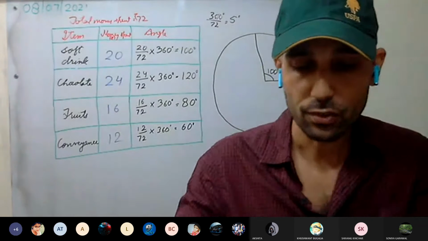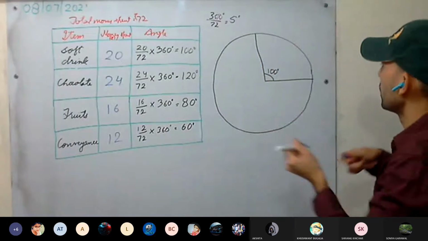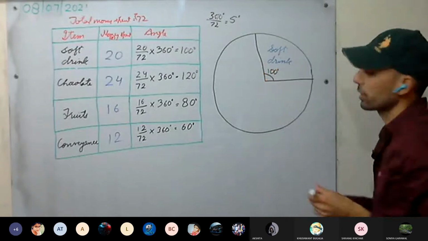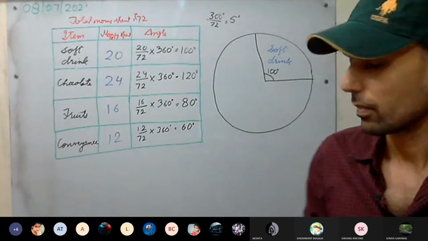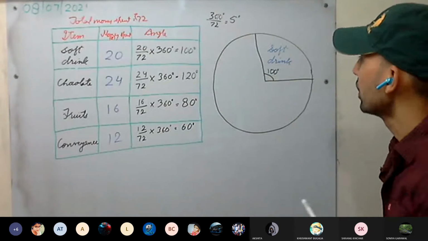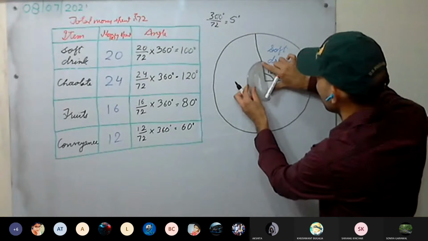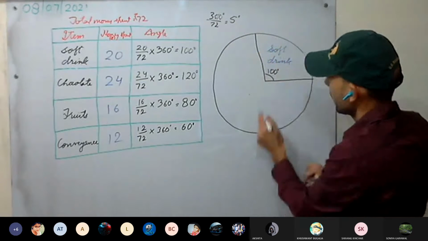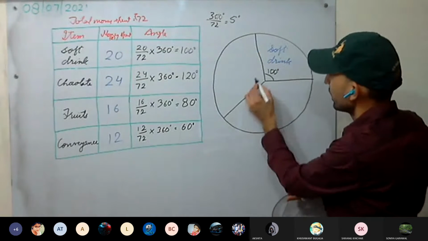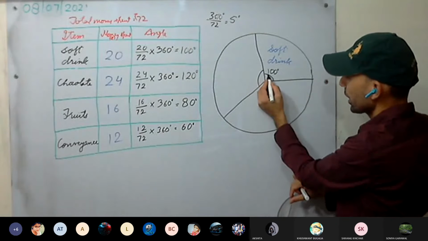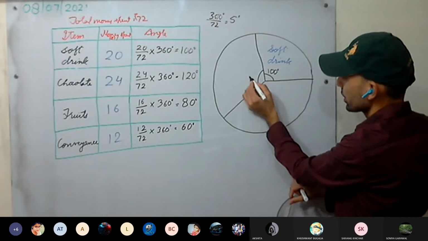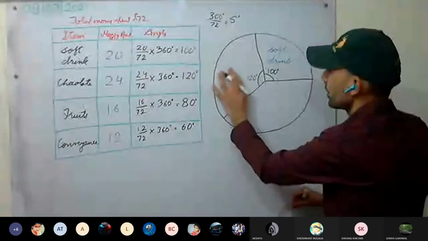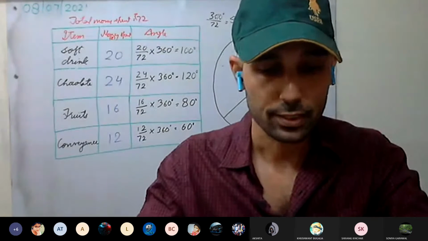This sector represents soft drink. Write soft drink with pencil. Next one, 120 degrees. This time we'll use this line. Use this line, 120 degrees, this much. Join it. See here how I'm marking; I'm not marking in a circle. This one here is just 120 degrees, and this represents chocolate.